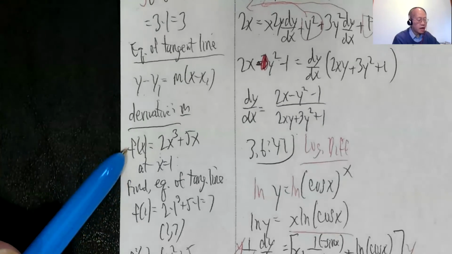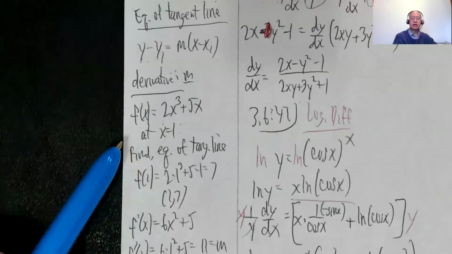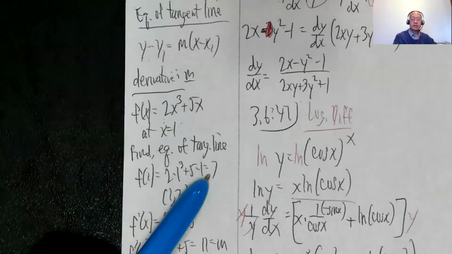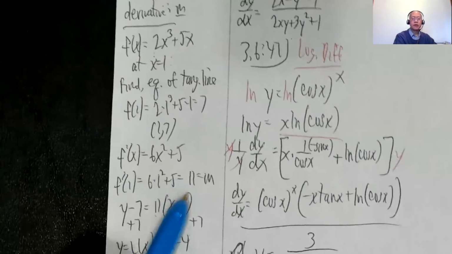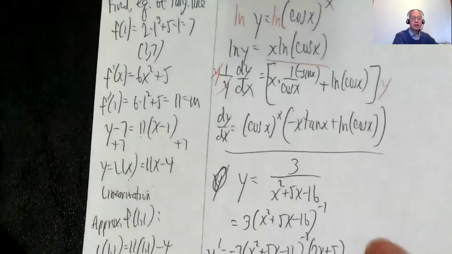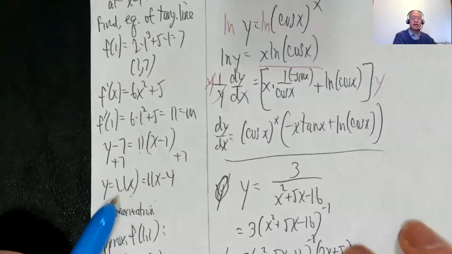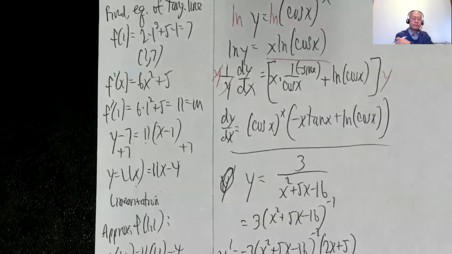Okay, let's see. f of x equals 2x cubed plus 5x. At x equals 1, find the equation of the tangent line. Plug in 1, you get 7, so we're at the point 1 comma 7. f prime of x is 6x squared plus 5. Plug in 1, you get 11. So y minus y1 equals m times x minus x1. To make it into L of x, the linearization, just solve for y: L of x equals 11x minus 4.